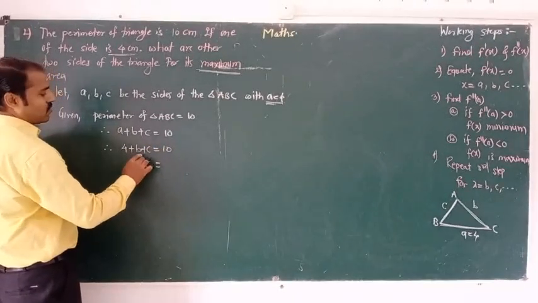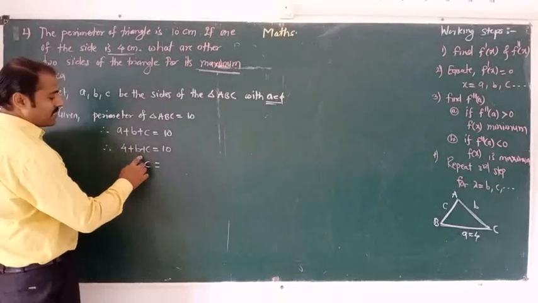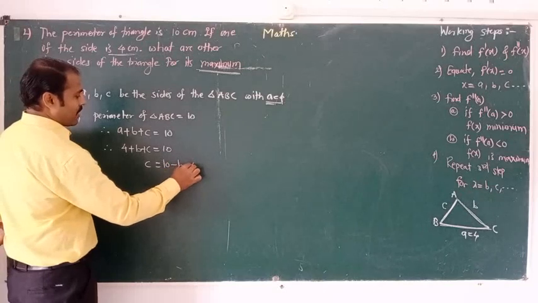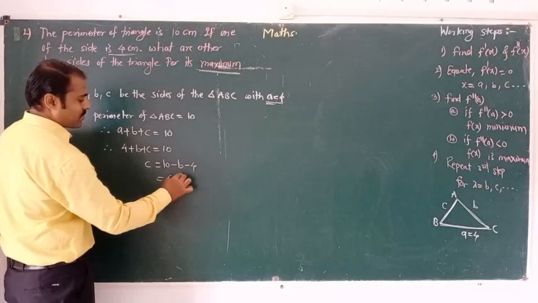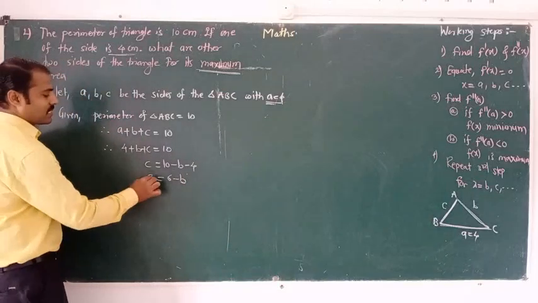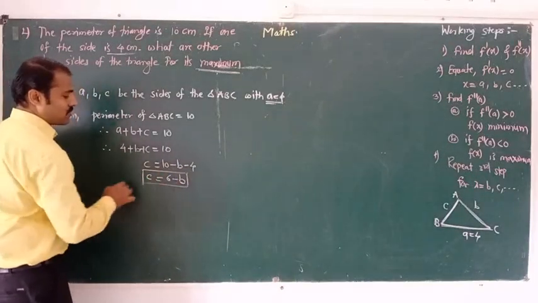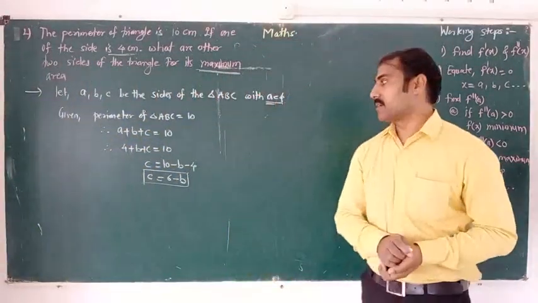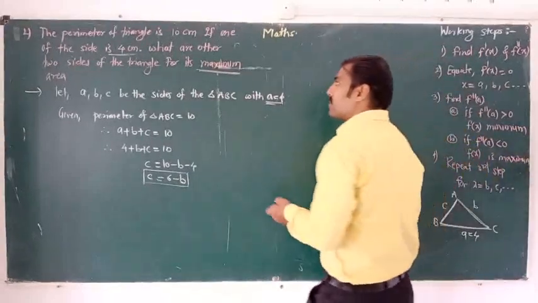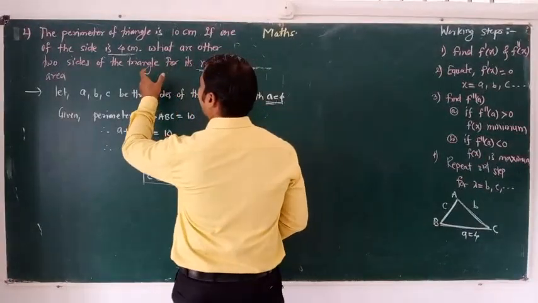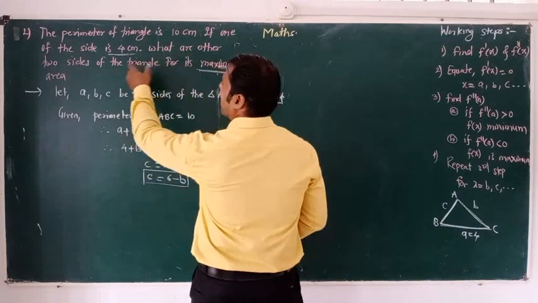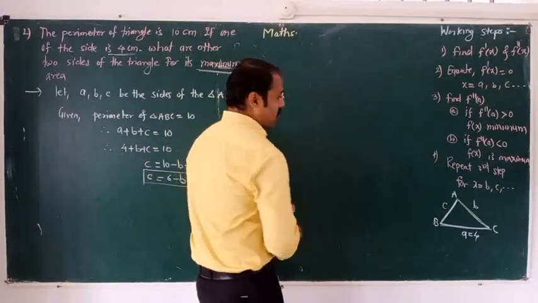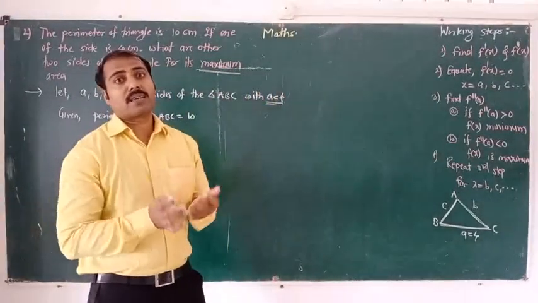From this I can find the value of c. c is equal to 10 minus b minus 4. 10 minus 4 is 6, so c is 6 minus b. From this relation I get a relation between c and b. Now look here. They ask what are the other two sides of the triangle for its maximum area. Now I want to find the maximum area.